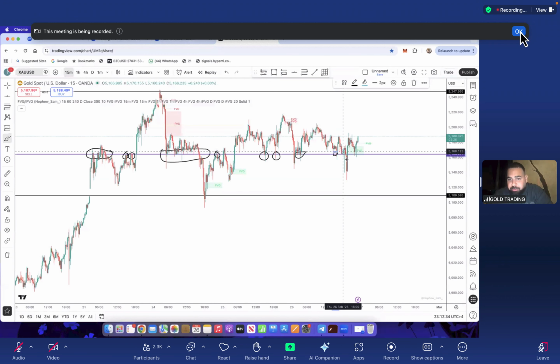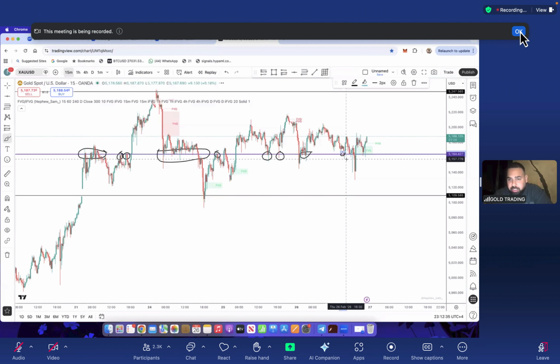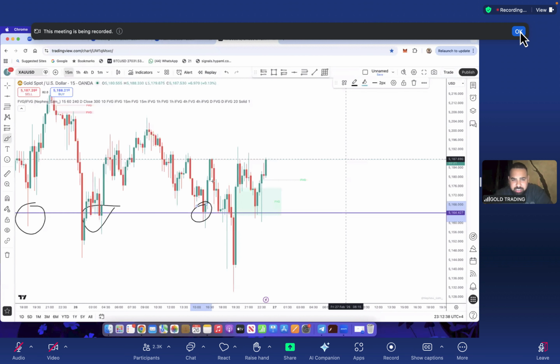Broke this, but before it broke that part, if I zoom in a little bit, you can see that it came down, it bounced off it first before coming back down and breaking it, okay? Then when it did break it, it came down, it touched it on 3 candles and then moved up, okay? So that line right there that I've got here is also a support.